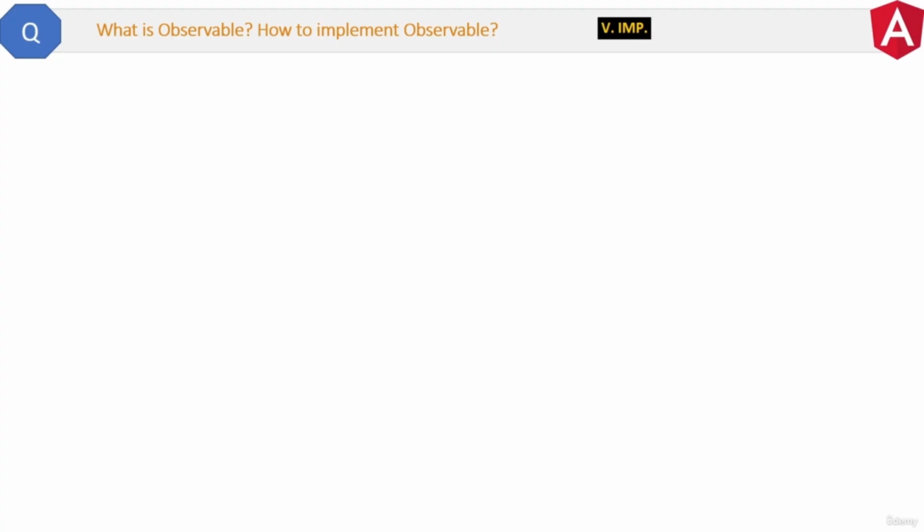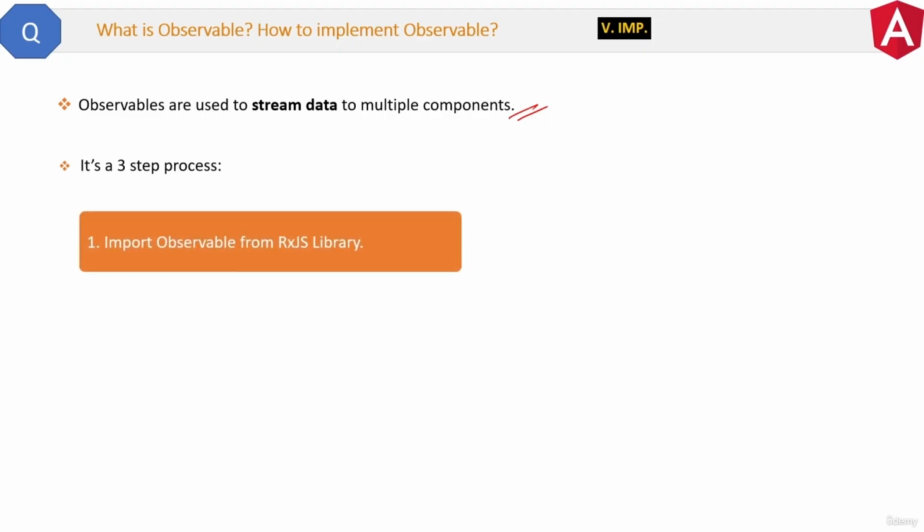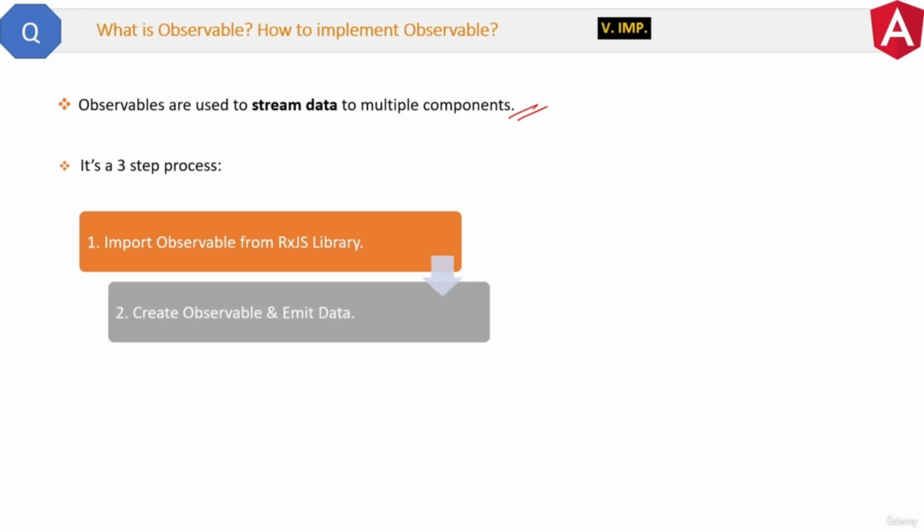Here is a practical question now. What is observable? How to implement observable? If you have seen my previous questions, then you easily understand that observables are used to stream data to multiple components in Angular. In other words, you can say it emits multiple values over a period of time. Now the question is how to implement observable. It's a simple 3-step process. Import observable from the RxJS library, then create observable and emit data, and the last step is to subscribe to the data in the component.